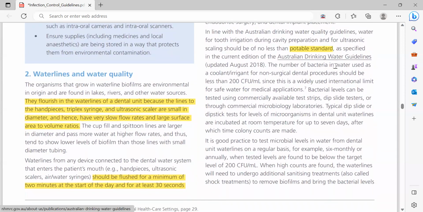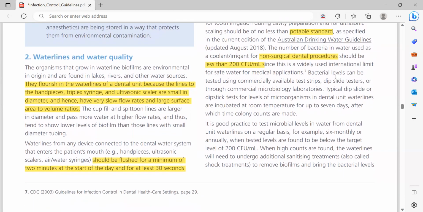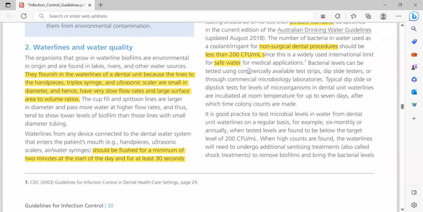The number of bacteria in water used as coolant or irrigant for non-surgical dental procedures should be less than 200 CFU per ml, since this is a widely used international limit that would denote that the water is safe. Bacterial levels can be tested. How can you test the bacterial level in the water? By test strips, dip slide testers, or through commercial microbiology laboratories.